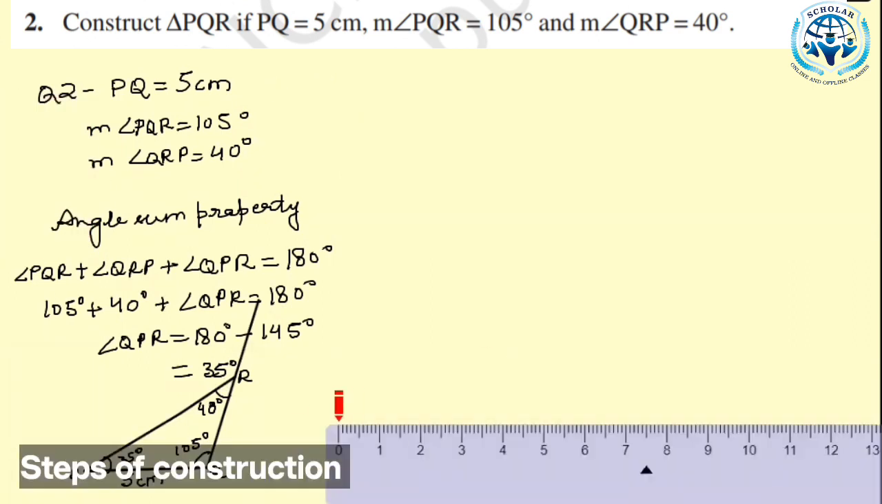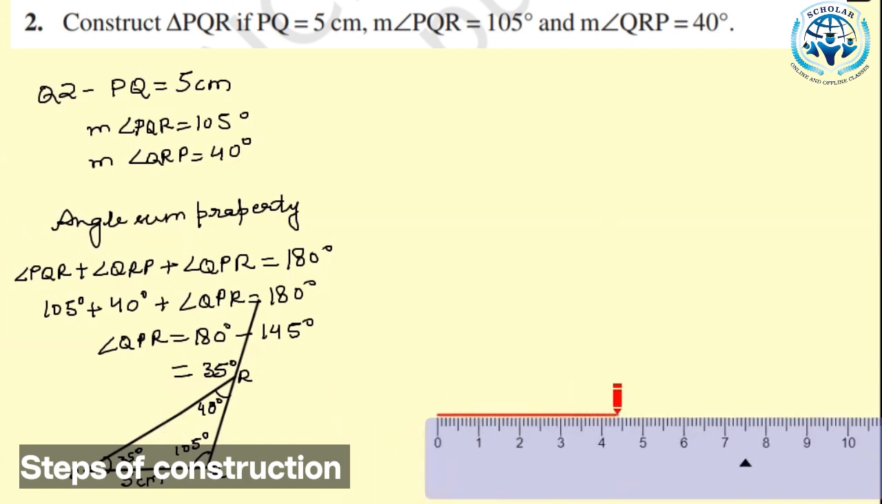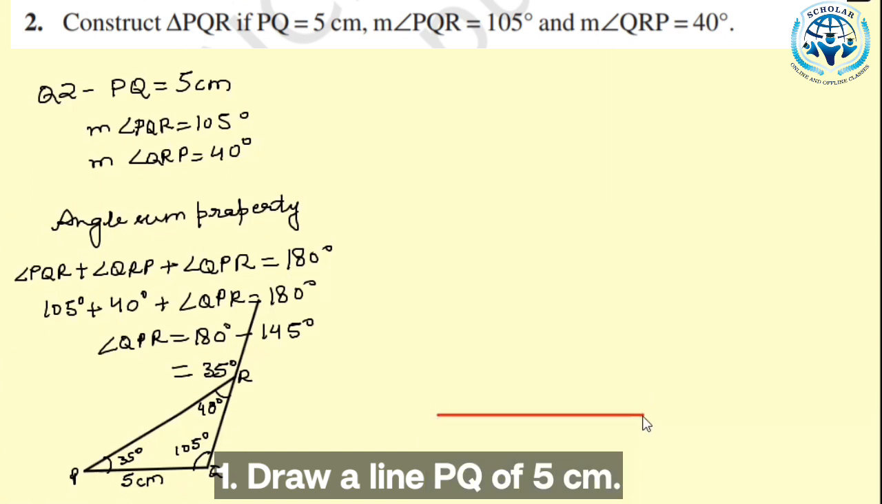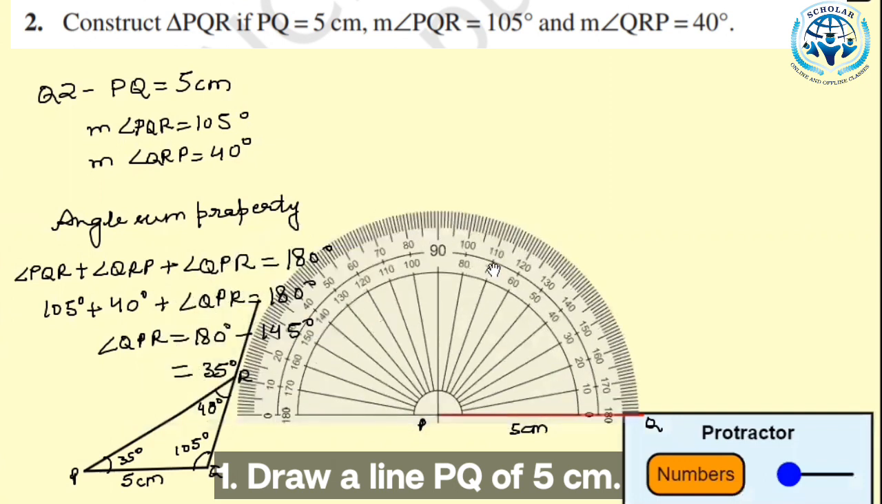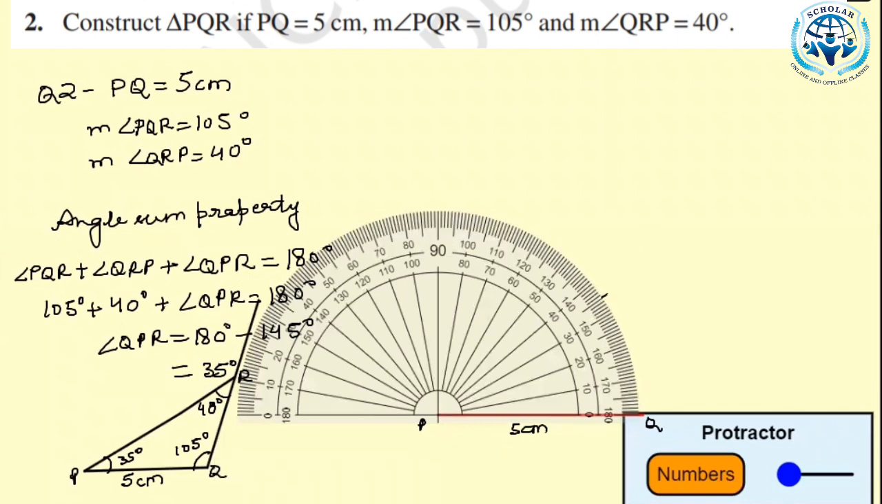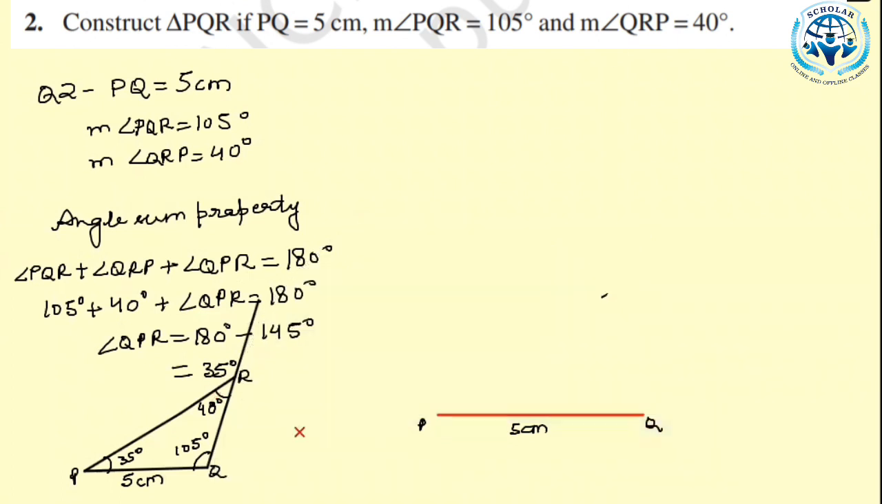According to this rough sketch, draw the real figure. It is equal to 5 centimeters. It is PR. Now we will draw the angle P and angle Q. First angle is equal to 35 degrees. The second angle is equal to 105 degrees. We will use the protractor to draw the two angles. Join the two lines to get the point R and complete the triangle according to the rough sketch drawn.